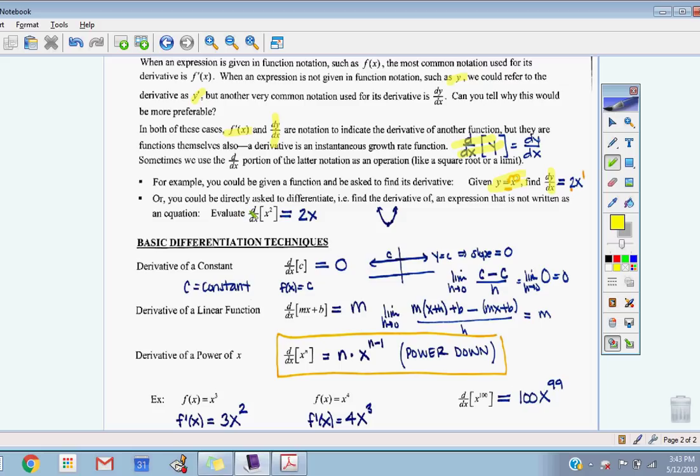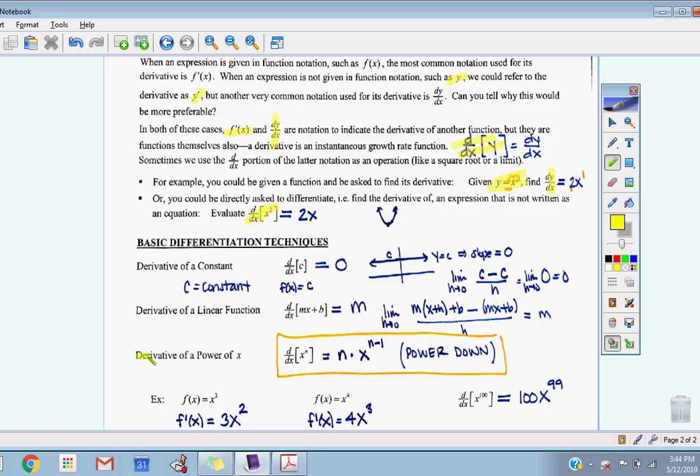But another way to say it would not be given to you as y equals x squared, but basically just say to you, evaluate the derivative, and then they give you the equation or the function right there, and then you get your answer. All right, so just kind of notation at the beginning. All right, and then the differentiation techniques.